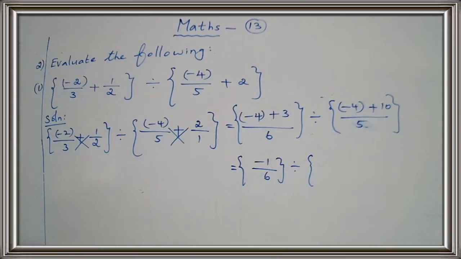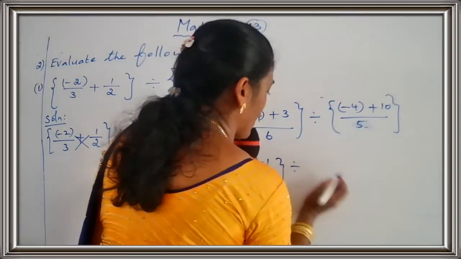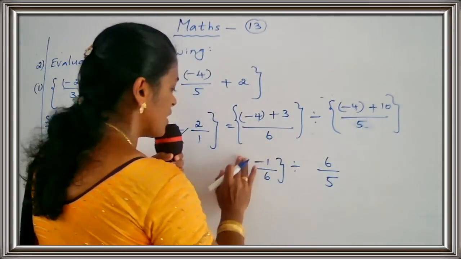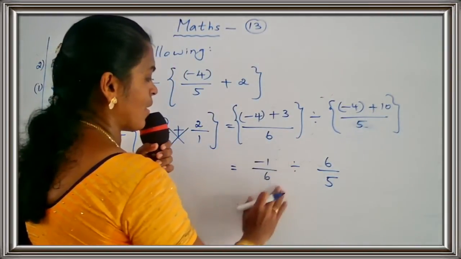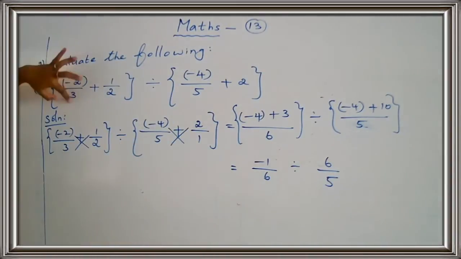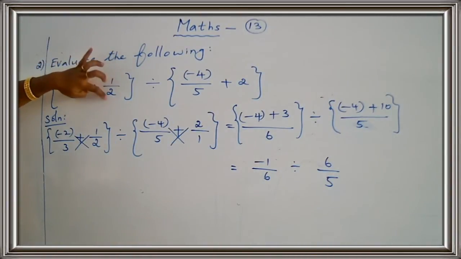So the value of minus 2 upon 3 plus 1 upon 2 is equal to minus 1 upon 6, divided by the value of minus 4 upon 5 plus 2, which is equal to 6 upon 5. Okay. Up to this, clear? Yes. Now you come to the next step. Minus 1 upon 6 divided by 6 upon 5. So minus 1 upon 6.